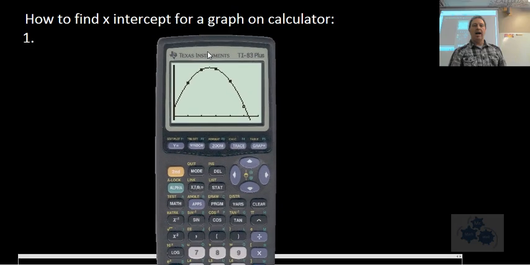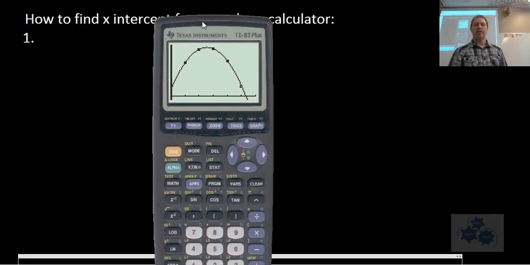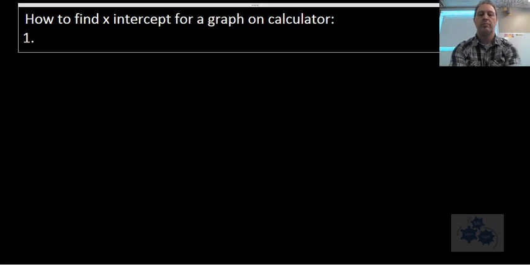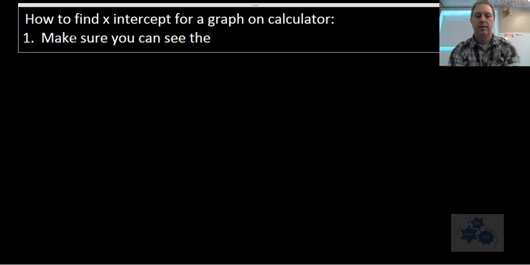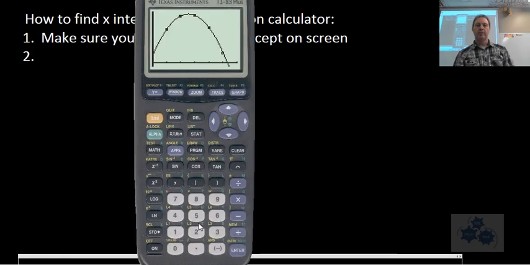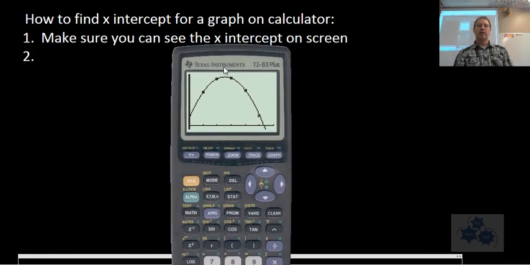Okay, so how to find an x-intercept for your graph on the calculator. First of all, you need to be able to see the x-intercept, where the graph touches the x-axis. So the first step, I guess we could write that down: make sure you can see the x-intercept that you're wanting to find on screen. That's really the first step.